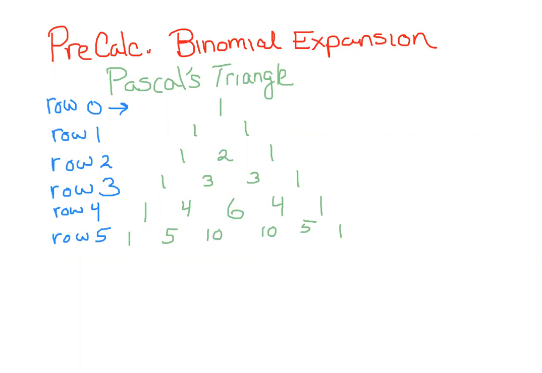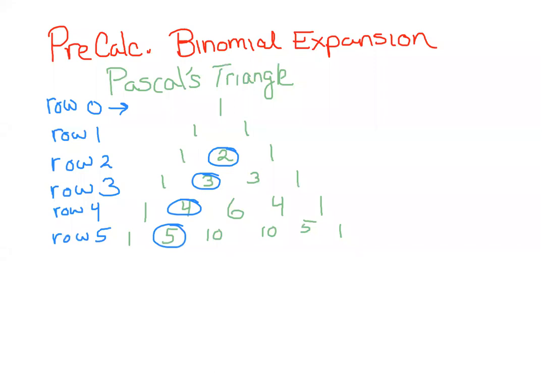So you can notice some things about this. First of all, it's symmetrical. There's 1s on all the outside, and the number after the 1 is the row number. So like row 2 has a 2 here, row 3 has a 3, row 4 has a 4, row 5 has a 5, and so on. Okay? So we're going to use these numbers in Pascal's triangle for binomial expansion.